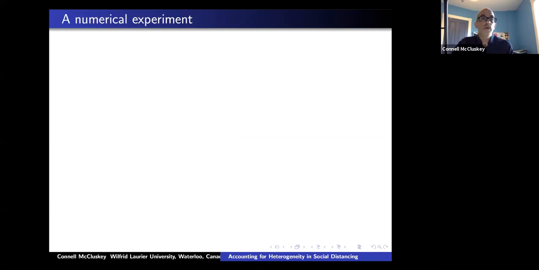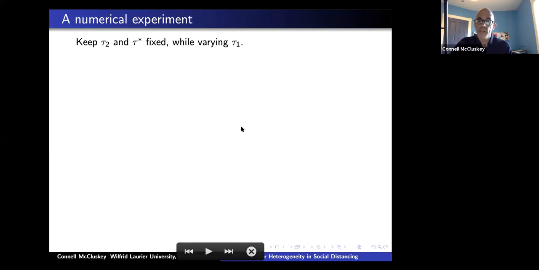So I want to do a numerical experiment. I want to keep tau2 and tau star fixed. So again, tau2 is that multiplier for the non-distancing group, so tau2 is just equal to 1. I want to keep tau star fixed, and for a lot of what I'll show you, I use tau star equals 0.7. So we're assuming that whatever tau1 is, we're able to somehow choose f appropriately in order to keep tau star fixed at 0.7. That keeps R0 fixed at one value. It'll keep the doubling time of the outbreak fixed at another value, which means the initial outbreak in all the simulations I show will look exactly the same.